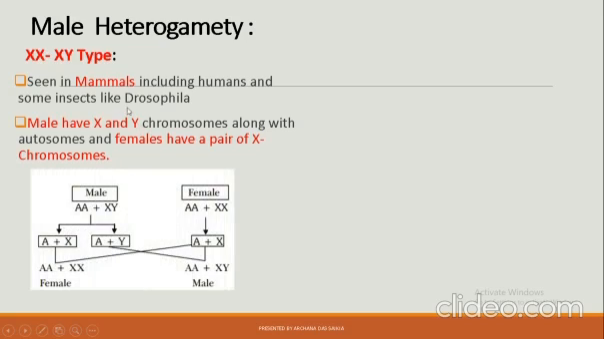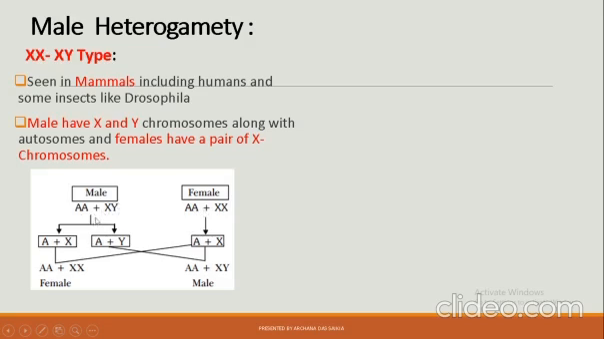Now, during reproduction, as we all know, it can be sexual reproduction. It can be categorized into three stages: pre-fertilization, fertilization, and post-fertilization. During pre-fertilization, there is gametogenesis, that is, formation of the gametes. In these organisms, males have autosomes plus XY, and females have autosomes plus XX.